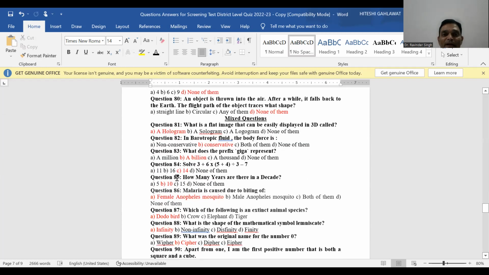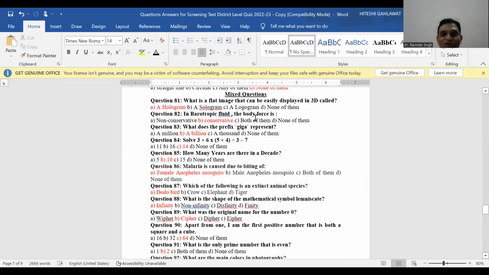Question number 80. An object is thrown into the air. After a while, it falls back to the earth. The flight path of the object traces what shape? It will not be straight, circular, any of them. The answer is none of them. Now the mixed questions. What is the flat image that can be easily displayed in 3D called? The hologram.